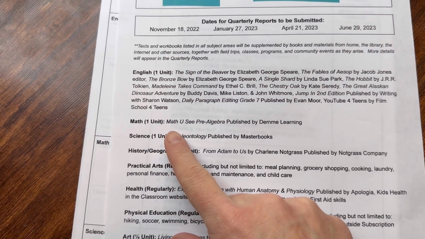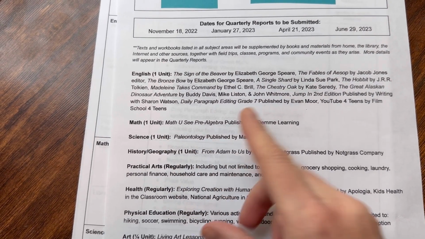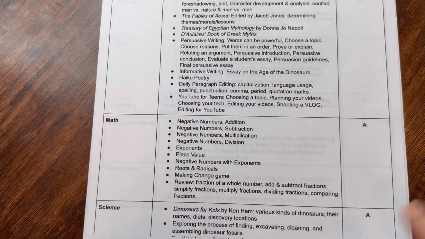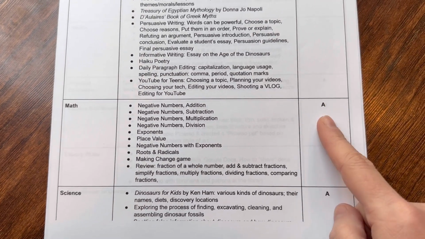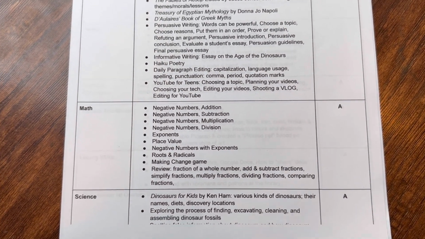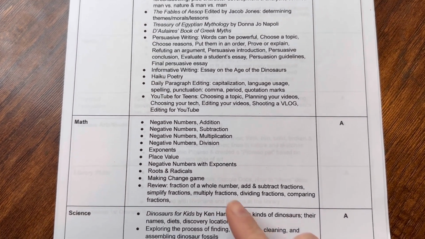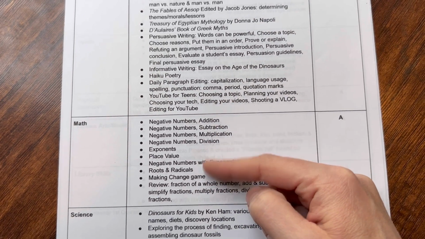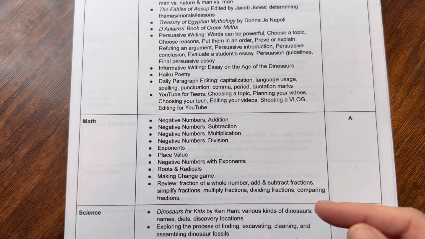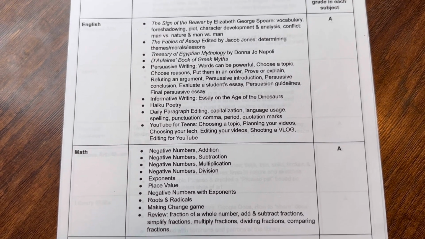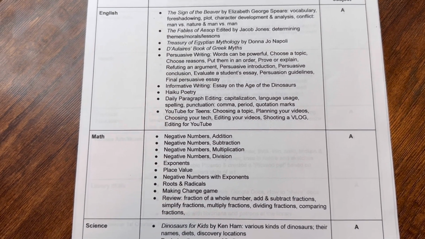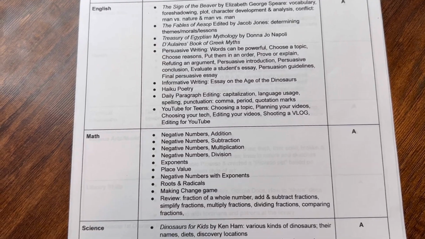And then for math, we did Math U-See pre-algebra. And then so over here are the things that we worked on. And again, I gave him an A. And also, I just want to let you know that these things here are the table of contents of the textbook. That is all you have to do, is take your table of contents and write whatever you worked on that quarter.